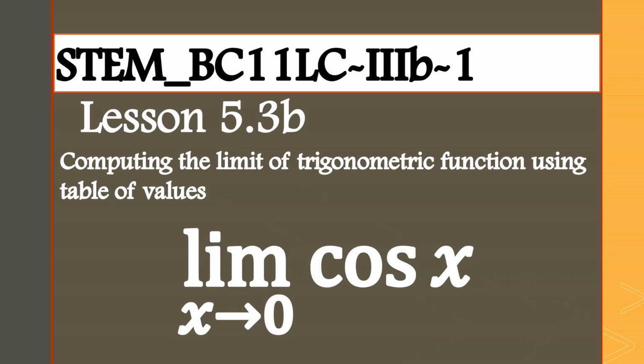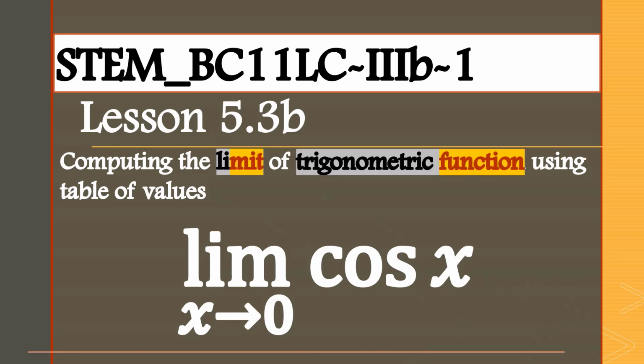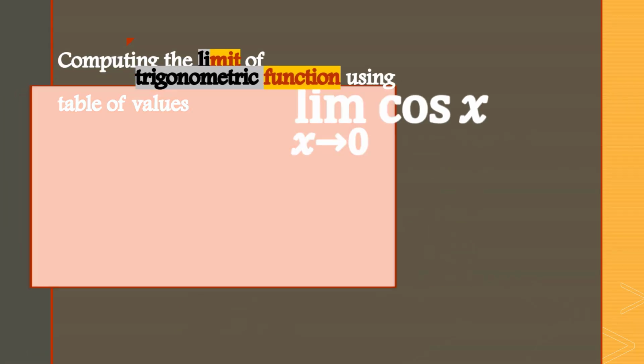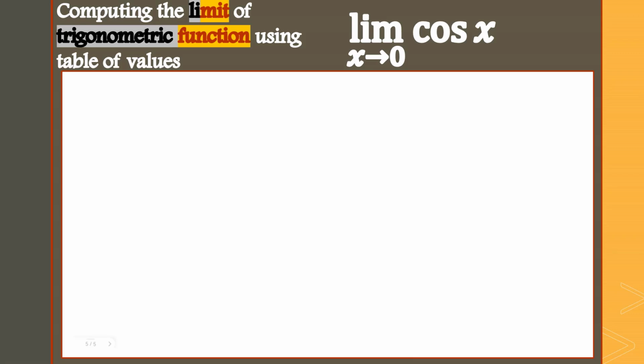Let's compute the limit of cosine x as x approaches 0 using a table of values. This time, we are going to shift our focus to computing the limit of this given trigonometric function, cosine x, as x approaches 0 using a table of values. We already know the limit of this, and we have been using the limit of cosine x as x approaches 0 in our other computations. But let us illustrate that using a table of values to further show its relationship and its proof, so that we could have comfort in using that in other examples.